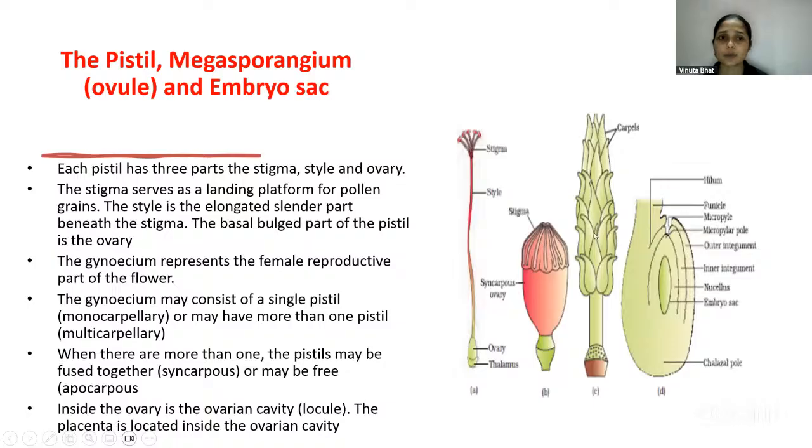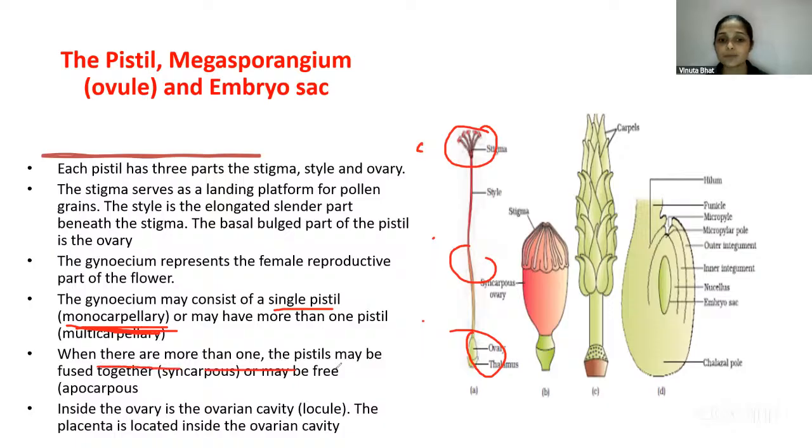Then the female reproductive structure. The gynoecium includes the group of pistils. Pistil means which includes the stigma, style and the ovary. Sometimes the gynoecium may consist of a single pistil, which is called monocarpellary. So here only a single stigma, style and ovary is present, then it is called monocarpellary.